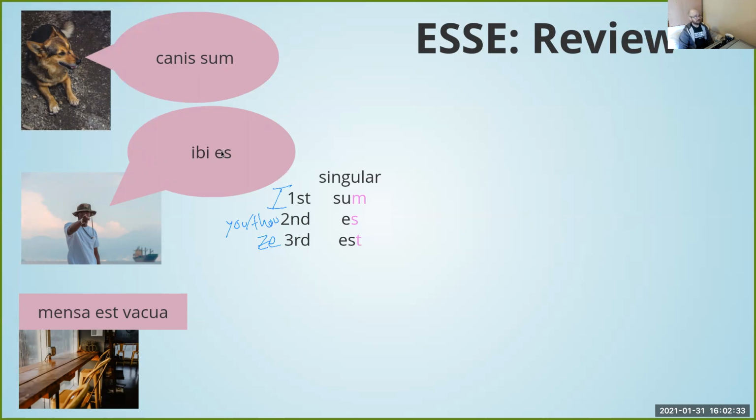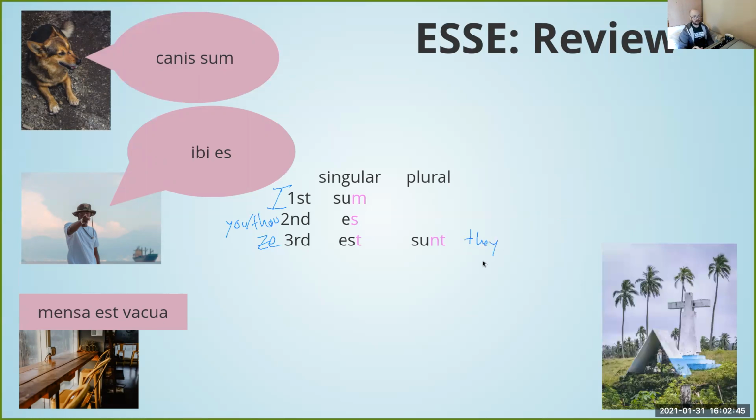So am, are, is. And finally, in the plural, we've already seen the third person plural that is equivalent to they. And talking about these trees, I guess we could say arbores sunt altae. The trees are tall. Okay, so all of that should be reviewed, should be pretty familiar.